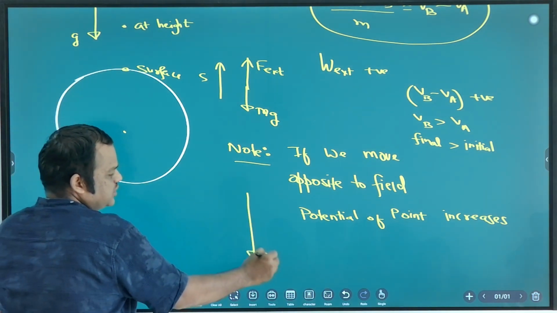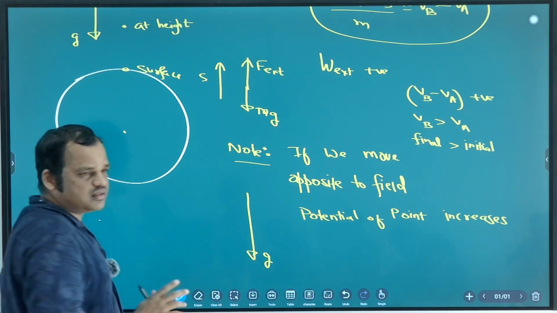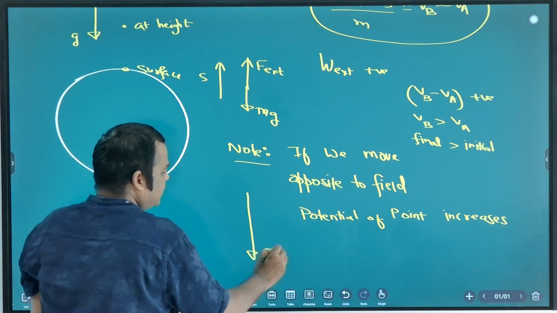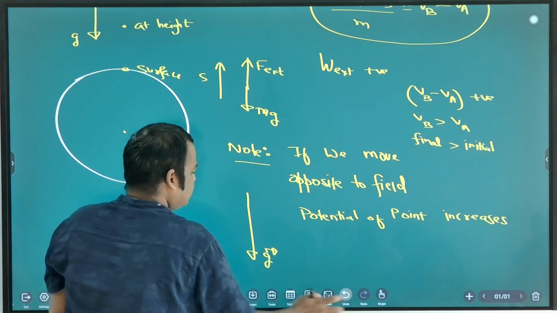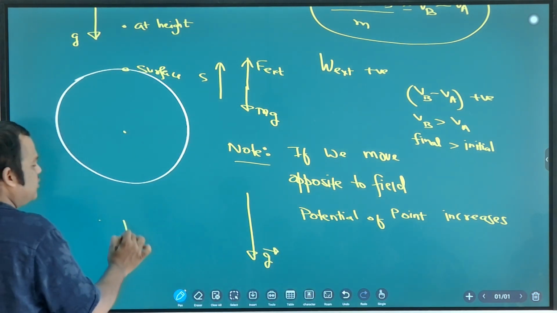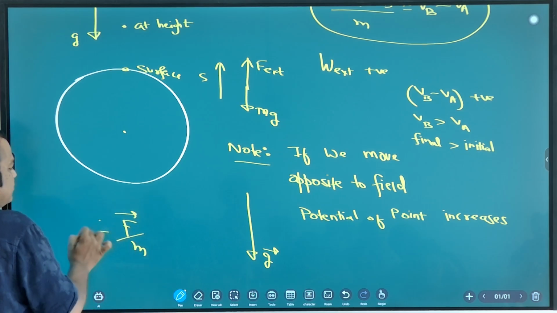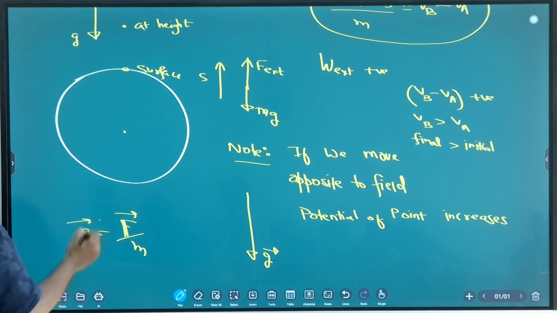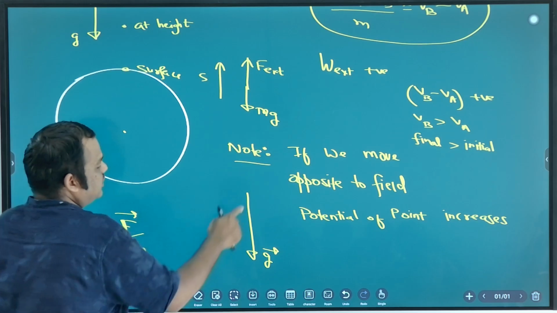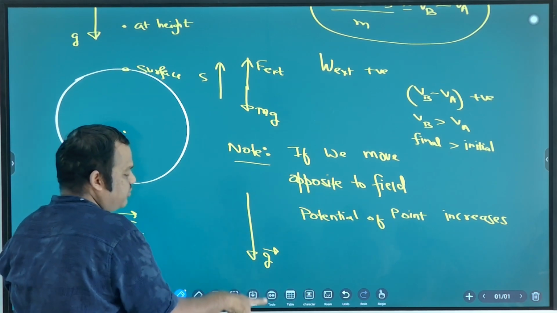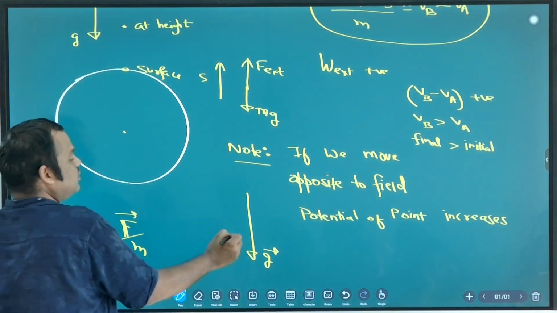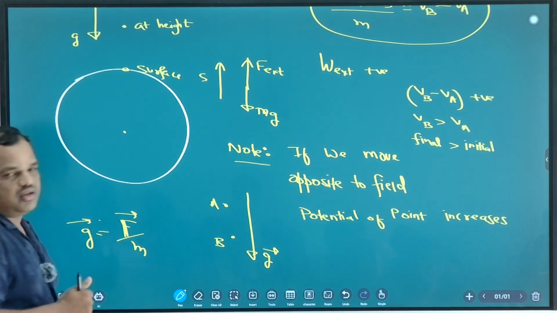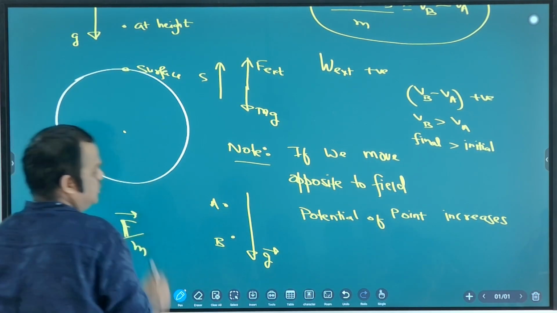Suppose this is the direction of field. Is field a scalar or vector? Vector. Gravitational field is force per unit mass. Remember? Force is a vector, so gravitational field is also a vector. So suppose the direction of gravitational field is downward. Now two points are there, A and B. Which has high potential, A or B? A. Correct. Very good.